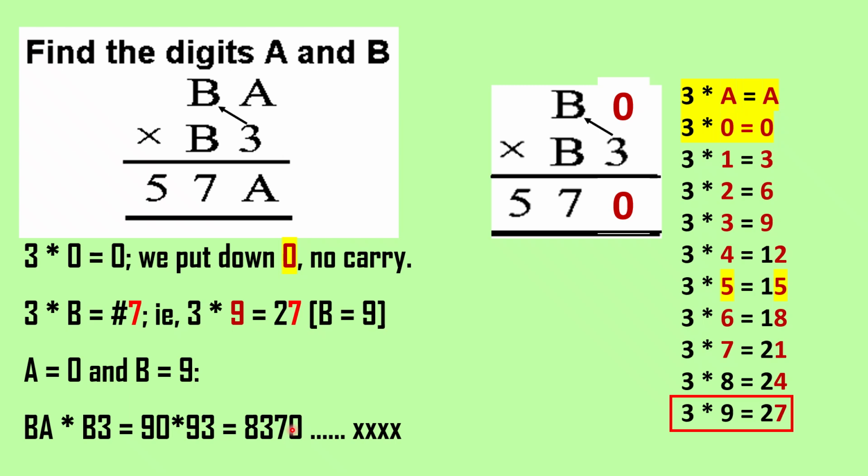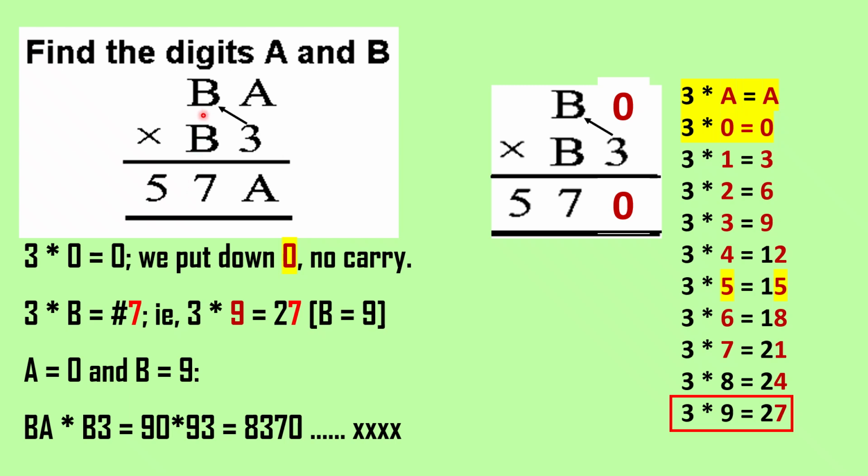4 digits, not 3 digits. This part is okay, but it is giving you 4 digits, not 3 digits. But here we have got only 3 digits. That's the reason why we did not take A equal to 0. If A equal to 0, then B, if we take 9, we are getting 90 into 93, a 4-digit product. But here we have got 57A, only 3 digits, not 4 digits. That is the reason why we did not take A equal to 0.